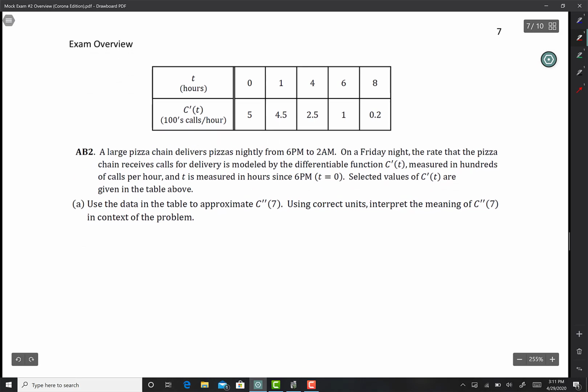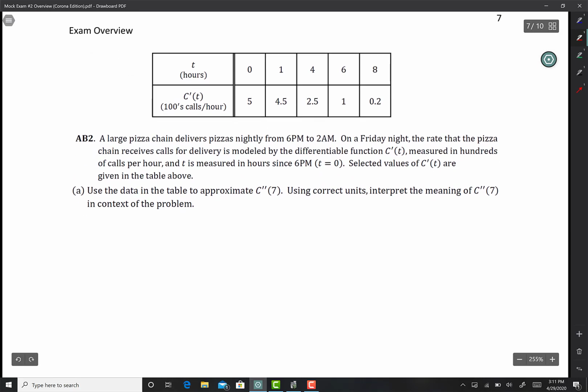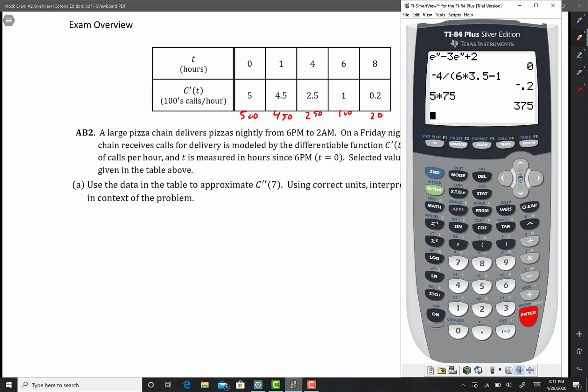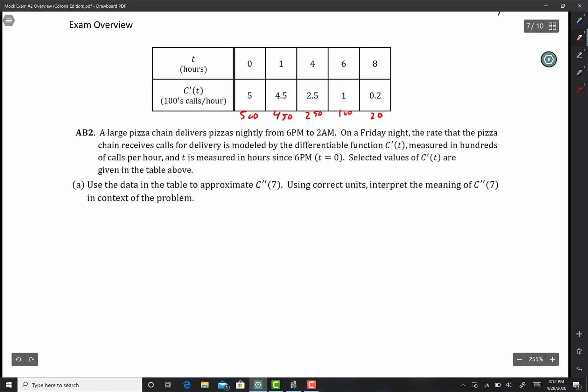Alright, this one here. So we have a large pizza chain. So let's see if we can understand this. First we have hours and we have cost per hour. So this is in hundreds. So that really means that's 500, that's 450, that's 250, that's 100, and what's that, 20? 0.2 times 100. Right? 20. Alright. Sorry guys, I'm not insulting your intelligence there.